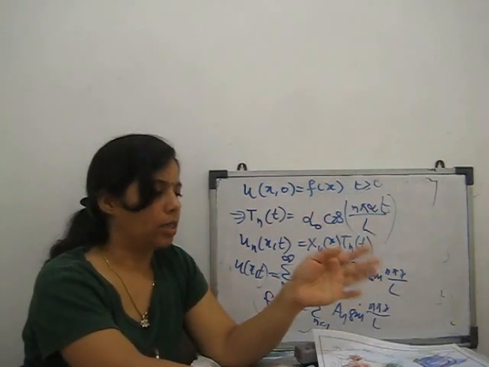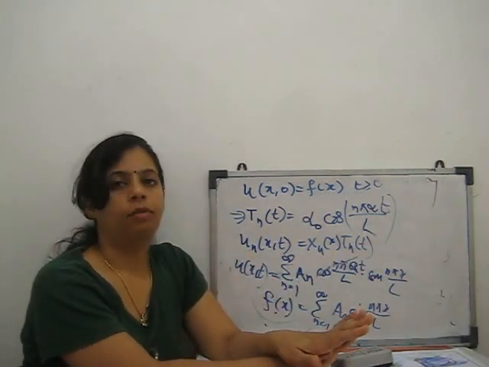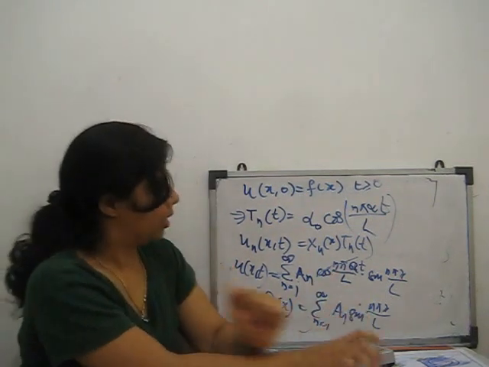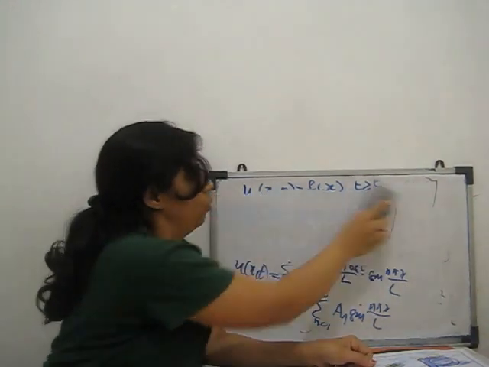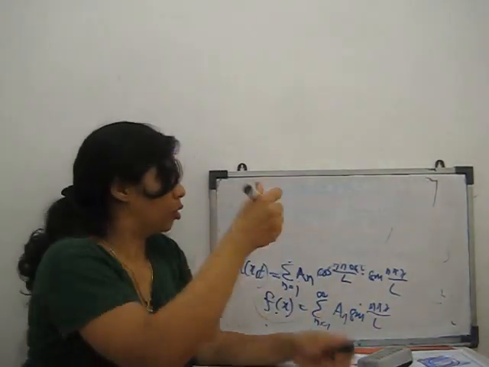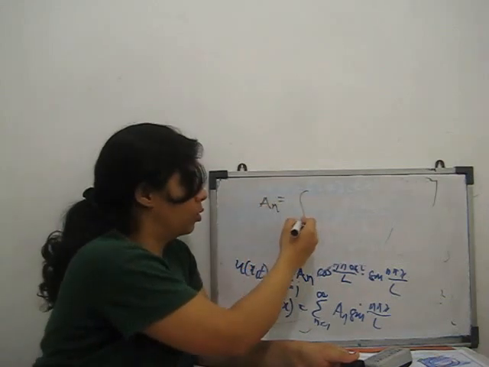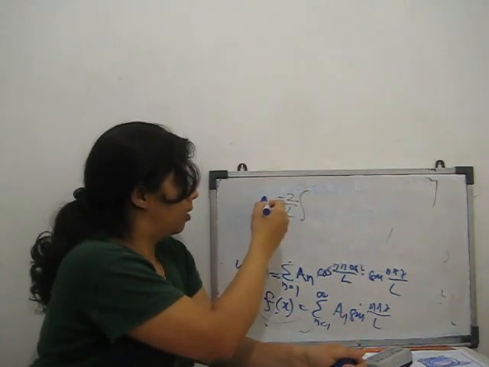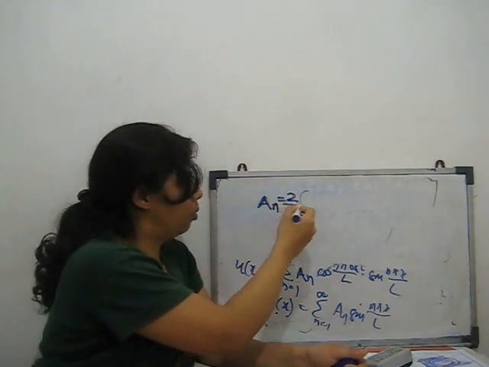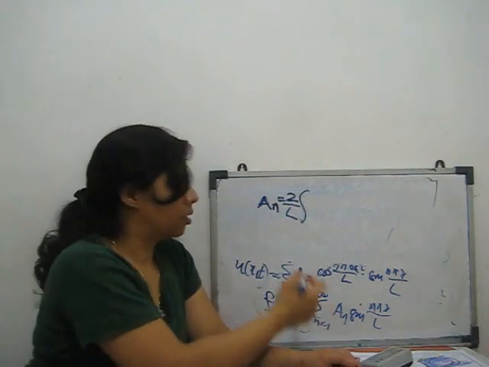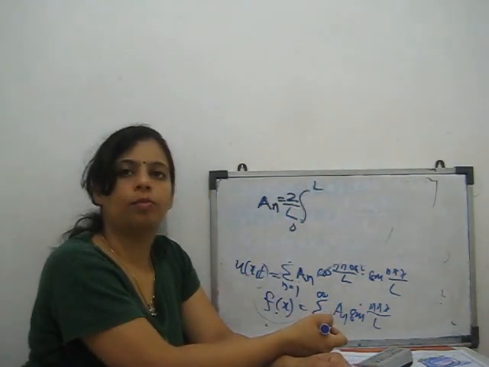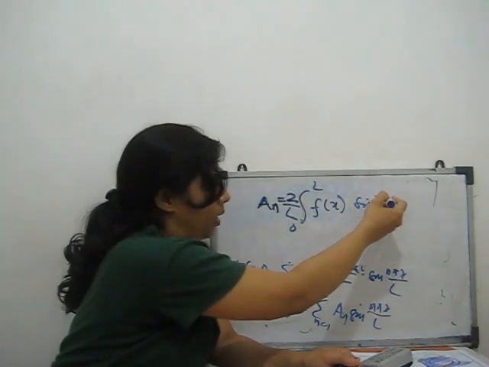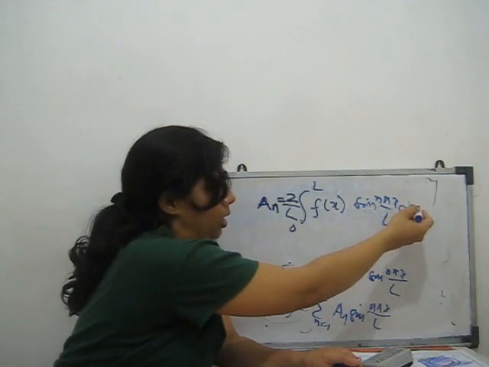This is more or less similar to our one dimension heat equation. What is the solution of this an? I can give you the formula if you don't have the Fourier series formula. So an is equal to 2 by L, integration going from 0 to L, f(x) sine n pi x by L dx.